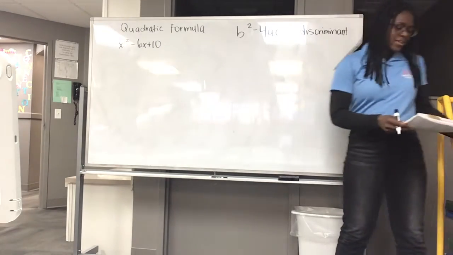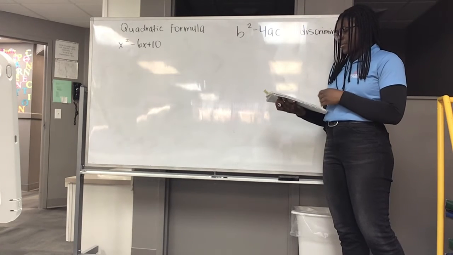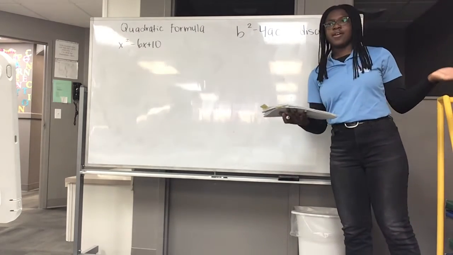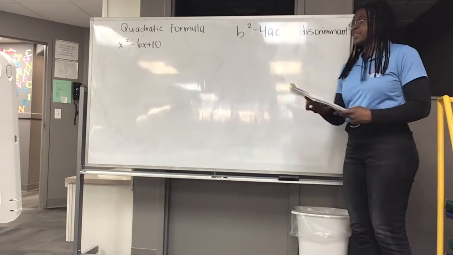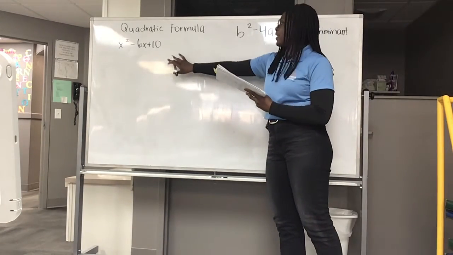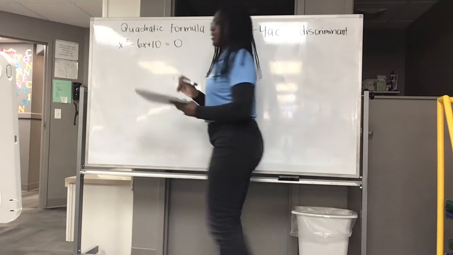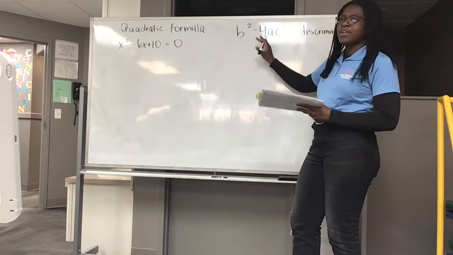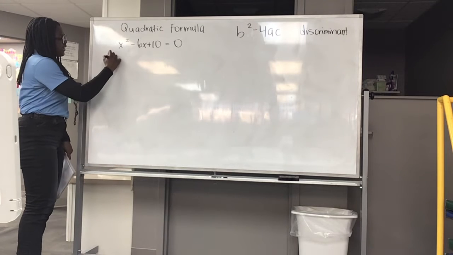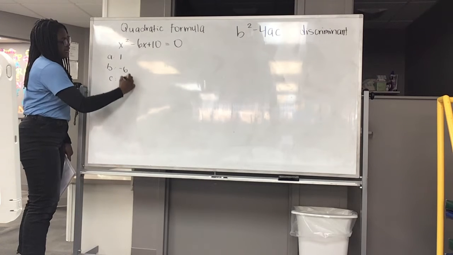So you could have an ACT question that says how many roots are there to this quadratic function. And so we'll use the discriminant to find that out. Here's my example: x squared minus 6x plus 10 equals 0. I'm not going to solve this, I'm just going to do that b squared minus 4ac part. If I label all my parts, a is 1, b is negative 6, and c is 10.